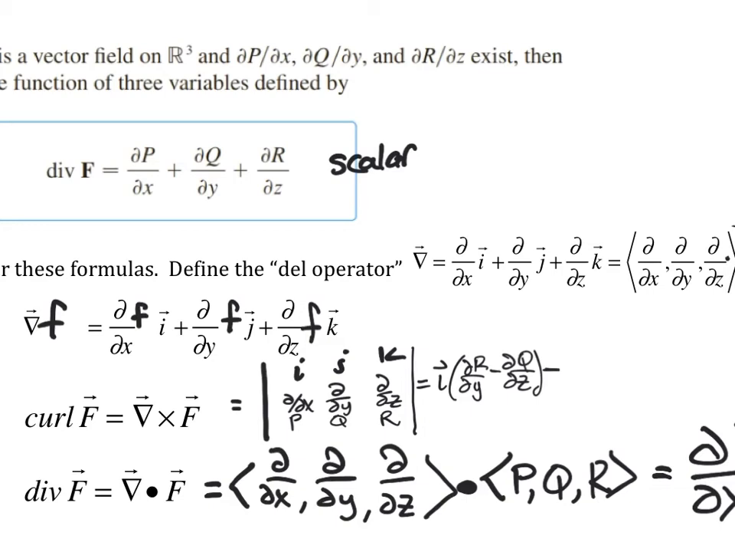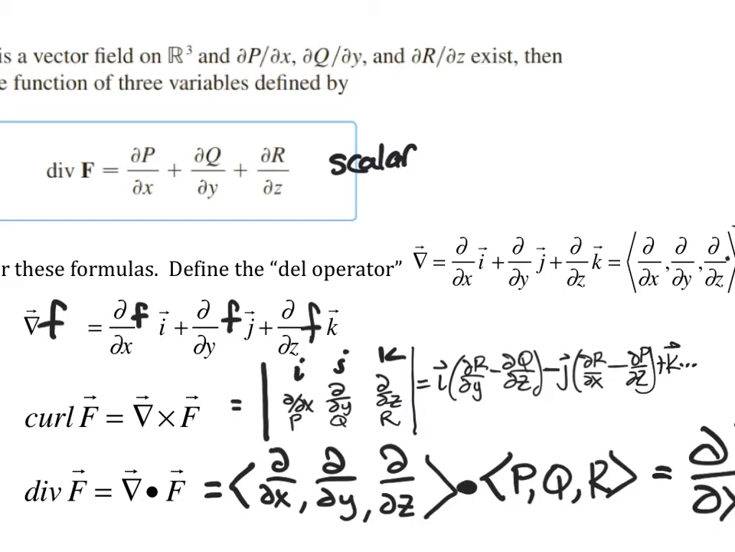Minus the j component. For j, think of this product minus this product. Technically not a product here, but the partial of R with respect to x, minus the partial of P with respect to z, plus k times dot, dot, dot. I'm not going to fill in the rest of that.